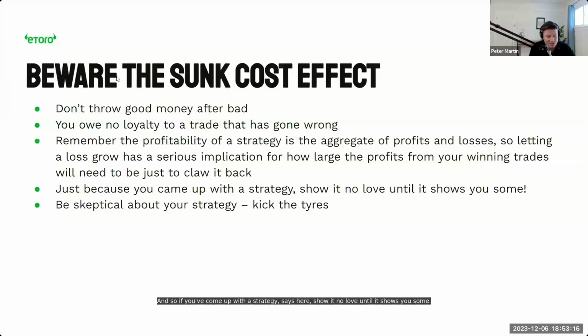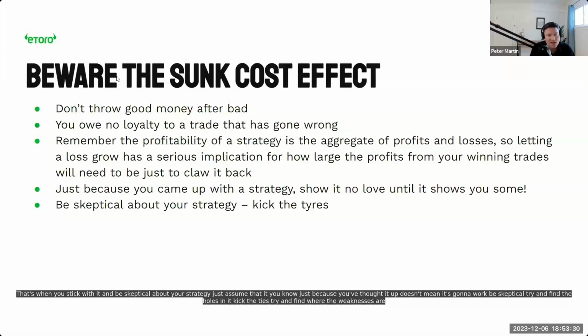And so if you've come up with a strategy, it says here, show it no love until it shows you some. Until it starts making money for you, you might want to change it or move on to a new strategy. And if it does start making money for you, that's when you stick with it. And be skeptical about your strategy. Just assume that just because you've thought it up doesn't mean it's going to work. Be skeptical. Try and find the holes in it. Kick the tires. Try and find where the weaknesses are.